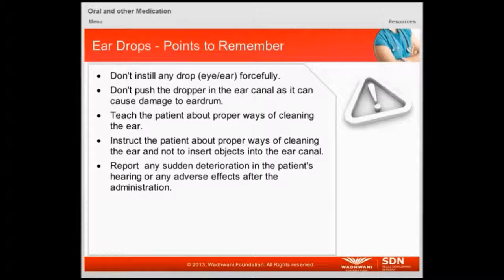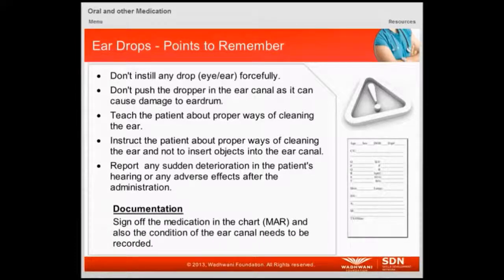Report any sudden deterioration in the patient's hearing or any adverse effects after the administration of the medicine. Sign off the medication in the chart, MAR, and record the condition of the patient's ear canal. Now let us see a demonstration on oral and other medication.